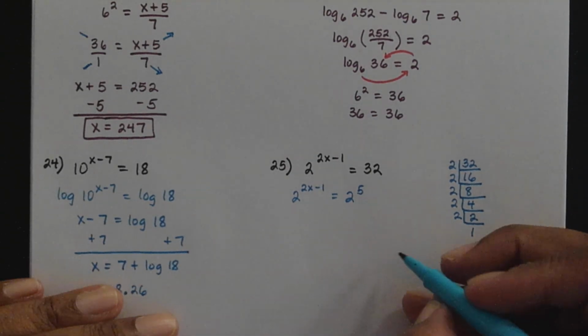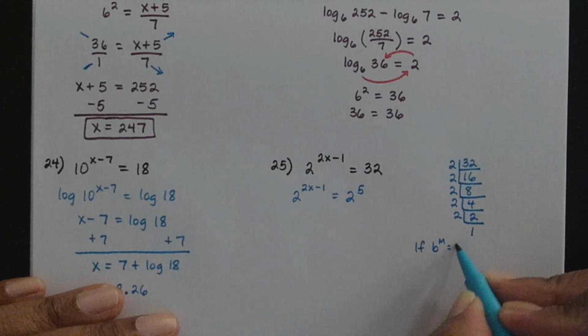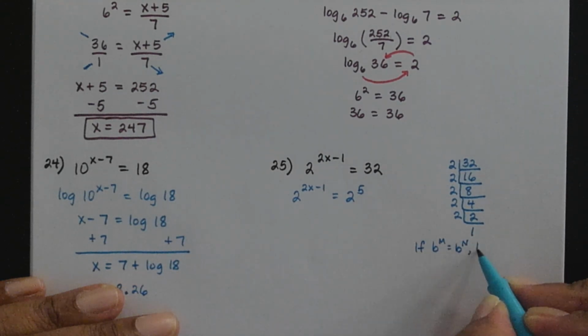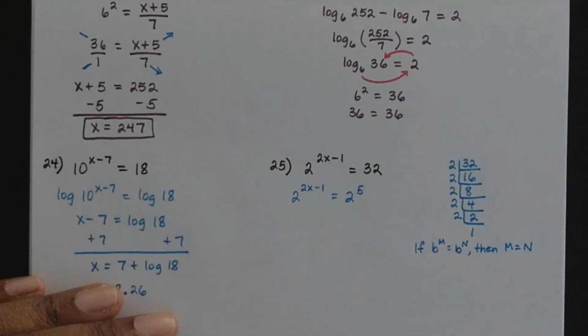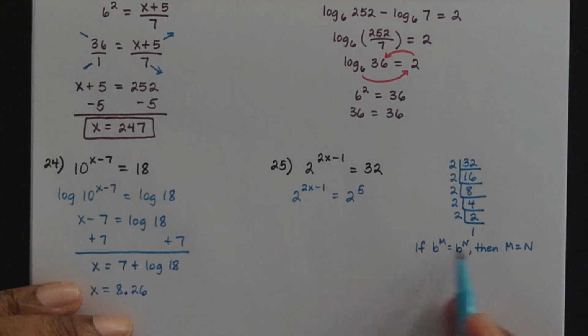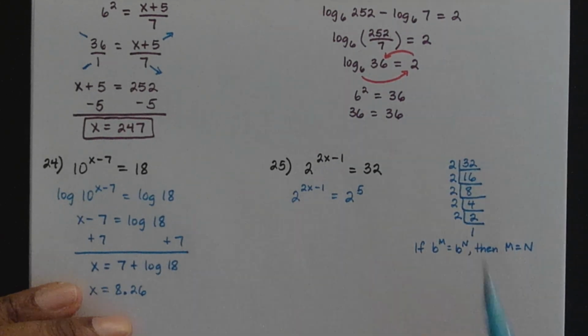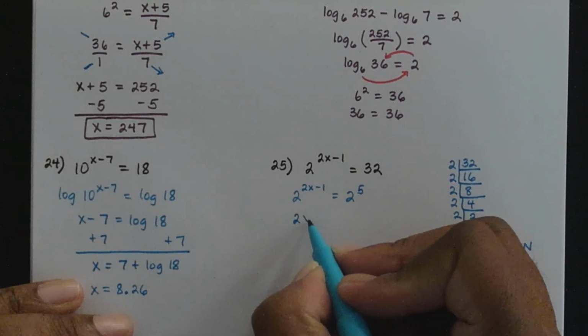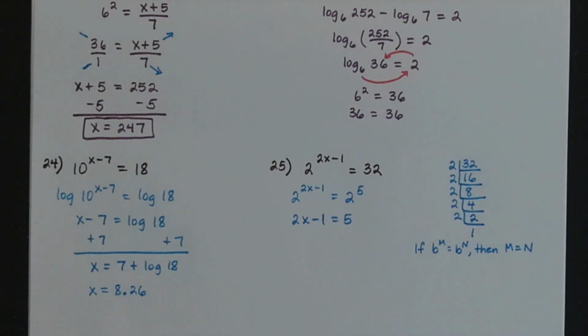So there is a rule that says here, if you have b to the power of m equaling b to the power of n, then m equals n. That means I can set my exponents equal to each other. Since these bases are the same, I can set the 2x minus 1 to be equal to that exponent of 5. So here I have the equation 2x minus 1 equals 5. And then I can solve for x.